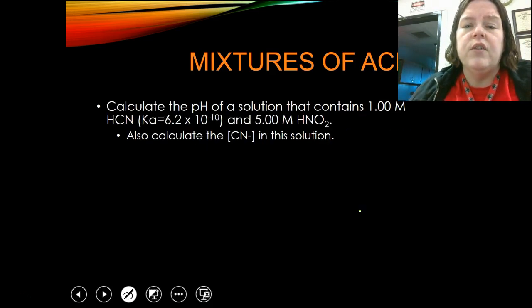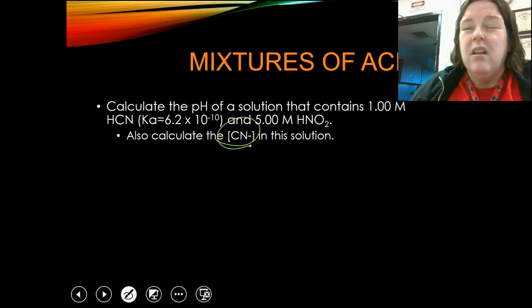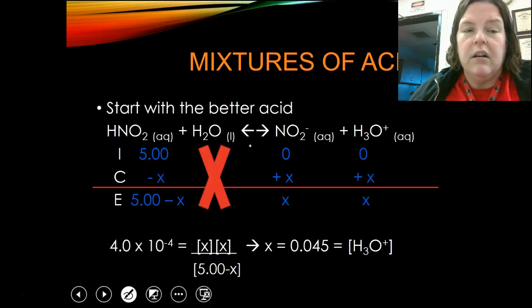Now, calculate the pH of a solution that contains 1 molar HCN and 5 molar HNO2. These are both weak acids, and I also want to calculate the concentration of CN. So I'm definitely going to have to do something here. The first thing I'm going to do is start with the better acid. The better acid is the nitrous acid.